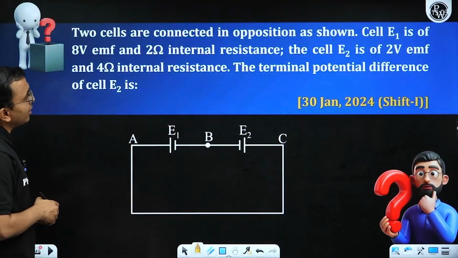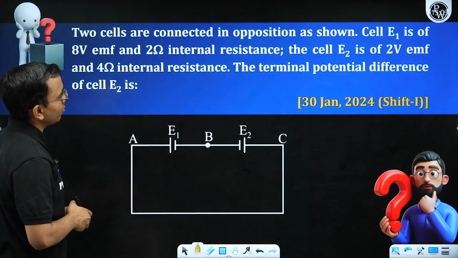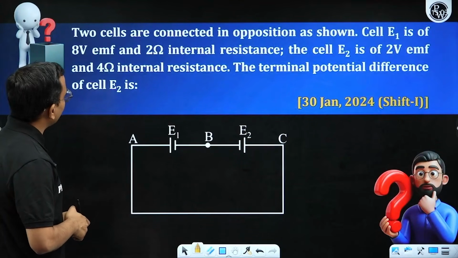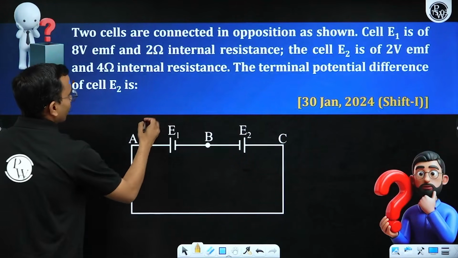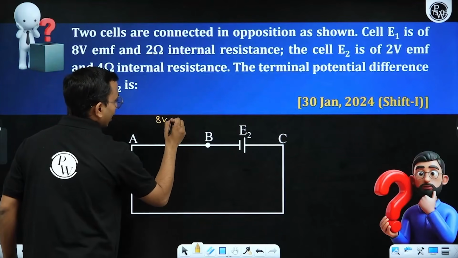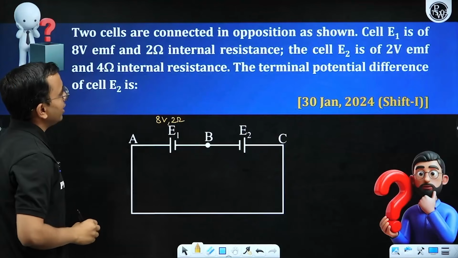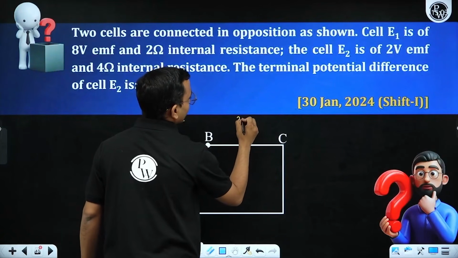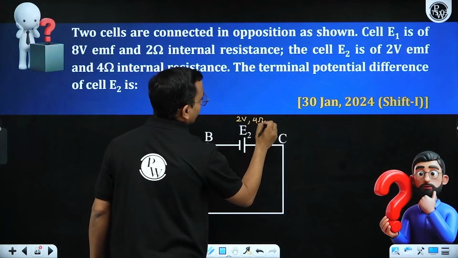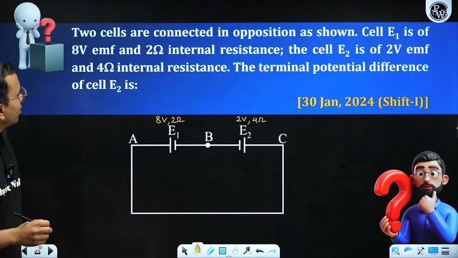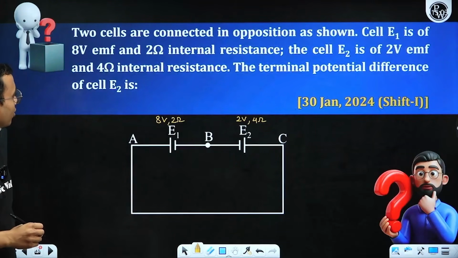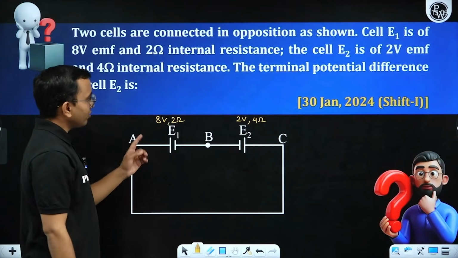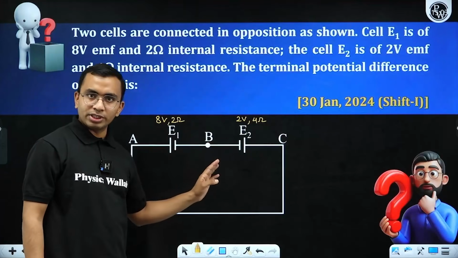Two cells are connected in opposition as shown. Cell E1 is of 8 volt EMF and 2 ohm internal resistance. Cell E2 is of EMF 2 volt and 4 ohm internal resistance. The terminal potential across E2 is, across E2, how much is the terminal potential?